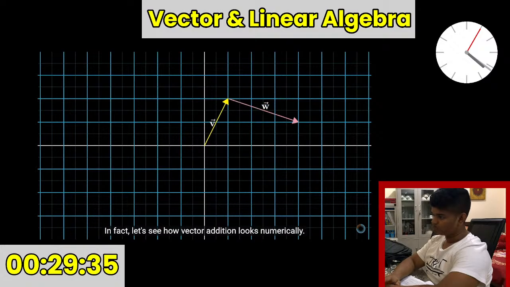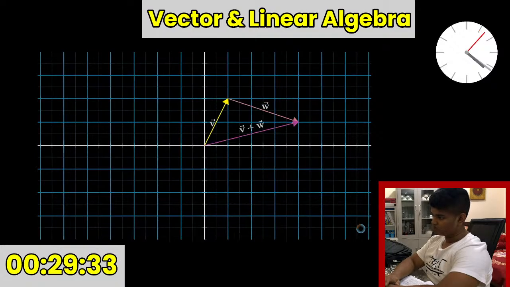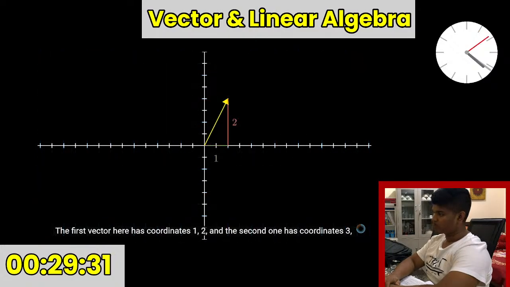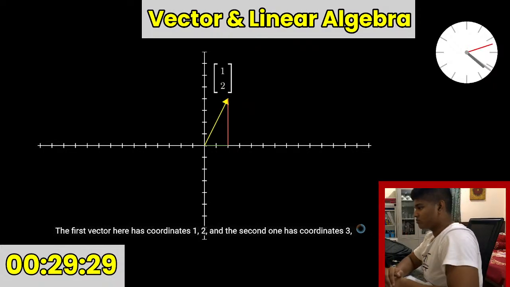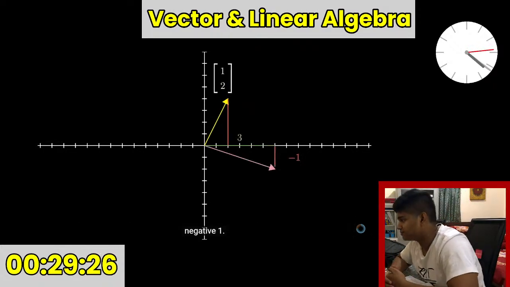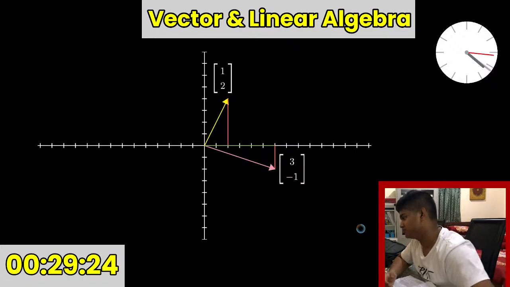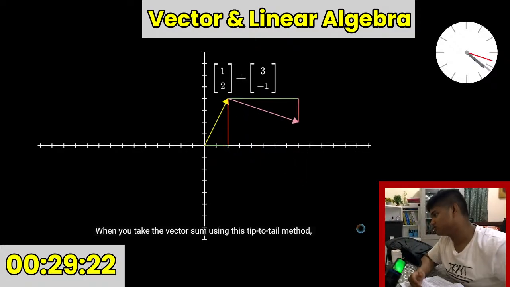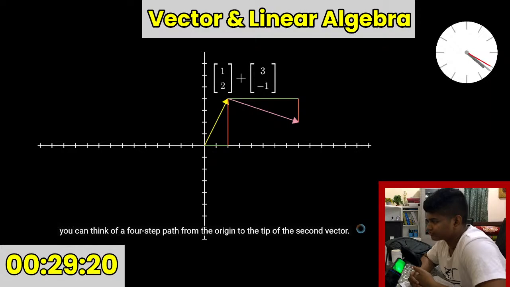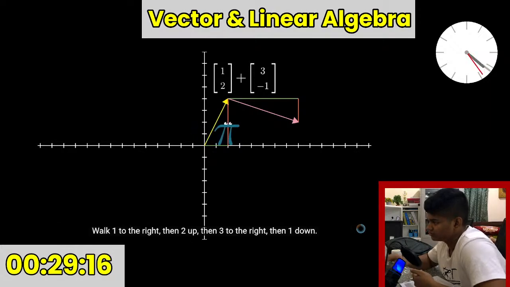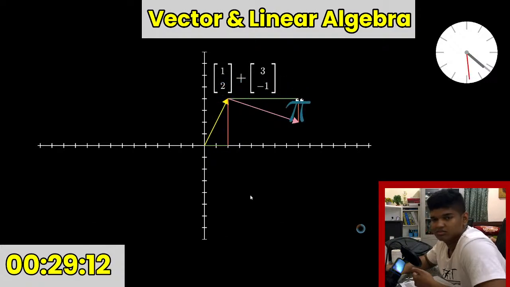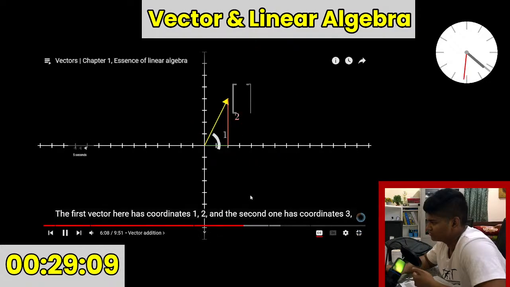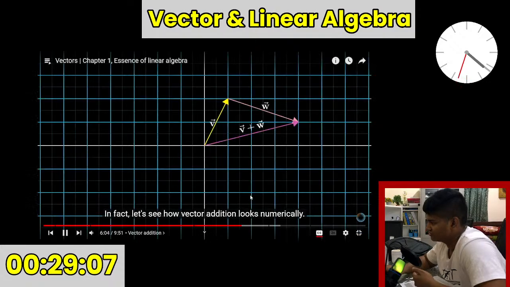In fact, let's see how vector addition looks numerically. The first vector here has coordinates 1, 2. And the second one has coordinates 3, -1. When you take the vector sum using this tip-to-tail method, you can think of a 4-step path from the origin to the tip of the second vector. Walk 1 to the right, then 2 up, then 3 to the right, then 1 down.